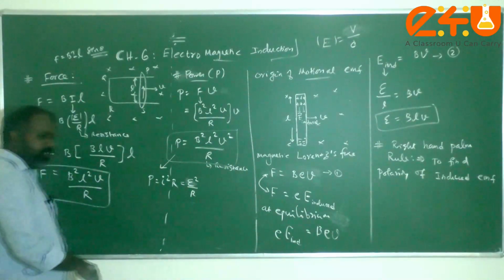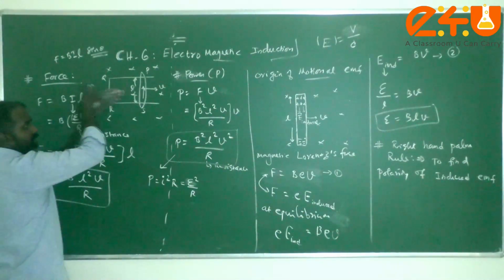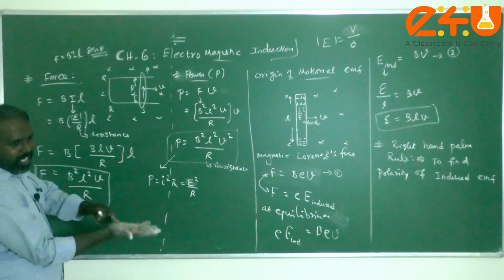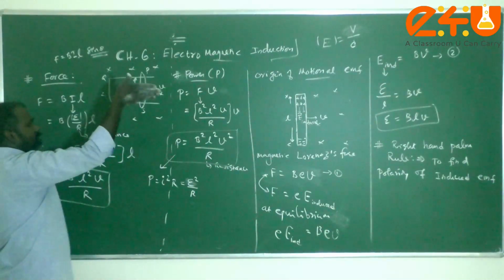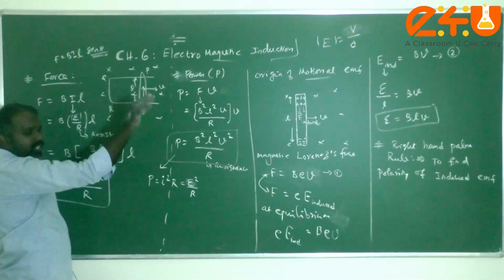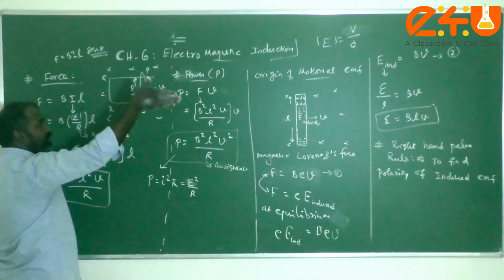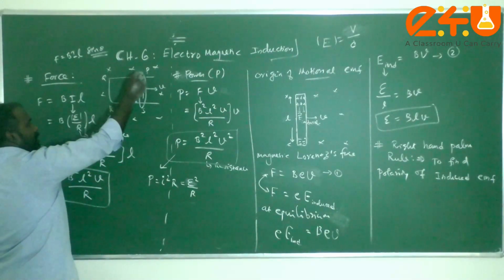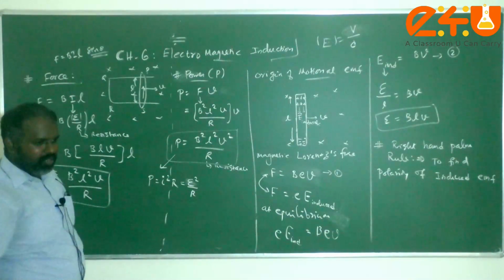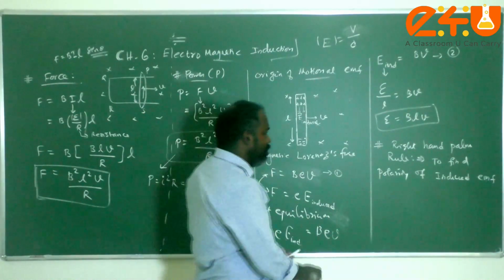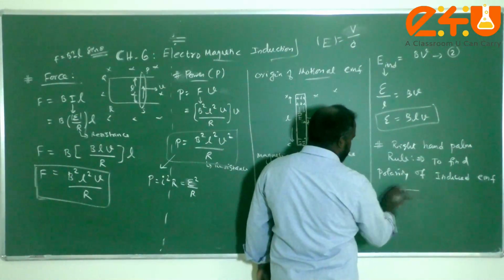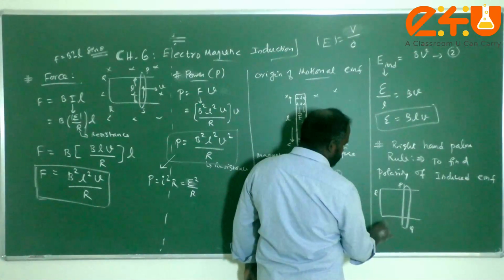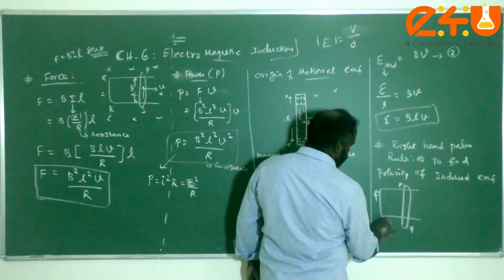For example, here the rod is moving towards the right and the field is normally inward. So the right hand palm represents the magnetic field, and the fingers give the direction of velocity. Keep your hand like this, then the thumb points to the end P. That means the end P will act as the positive terminal. Therefore for this system we have P, Q, R, S.